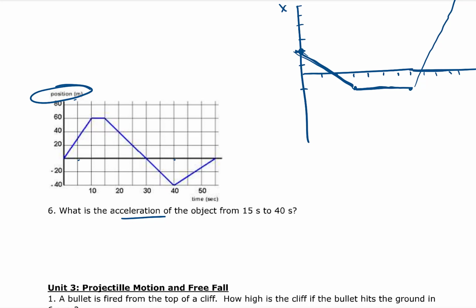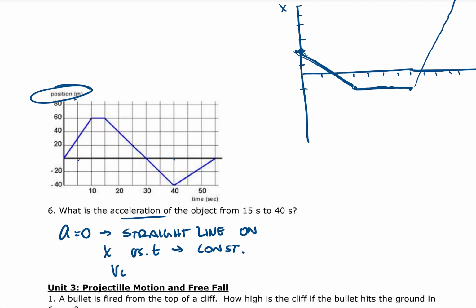All right, because that's a position versus time graph and that's a straight line, it has a constant velocity. Constant velocity means the acceleration is 0.